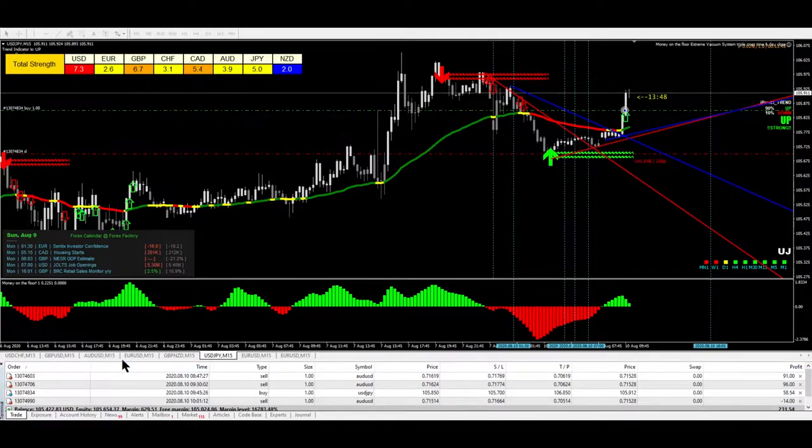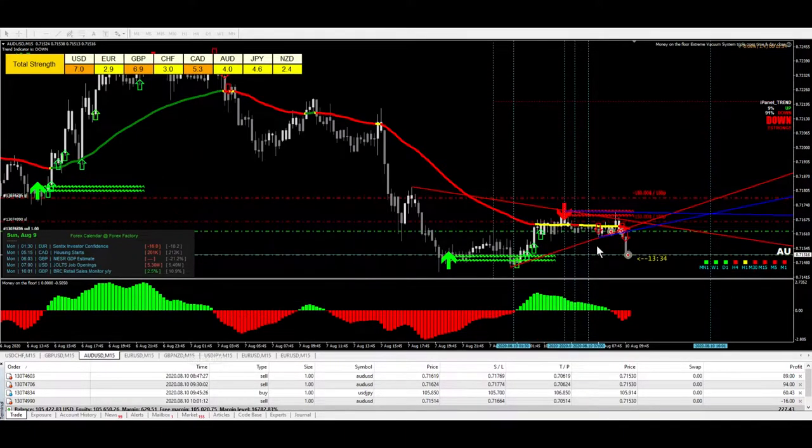How about the Aussie? Well, we're getting another trade. What's the other one? Oh, another Aussie. So I must have did 3 trades on it. Okay, good. So now we got 1, 2, and then we got a 3rd trade right here moving down.